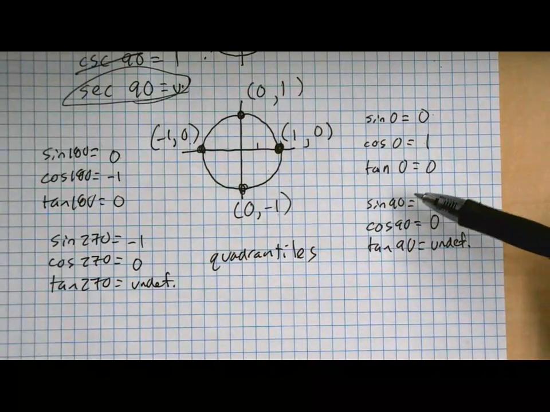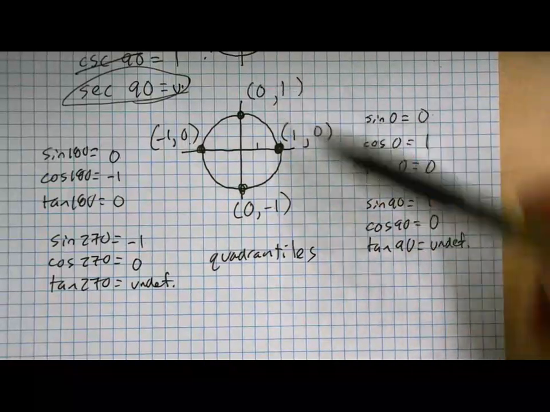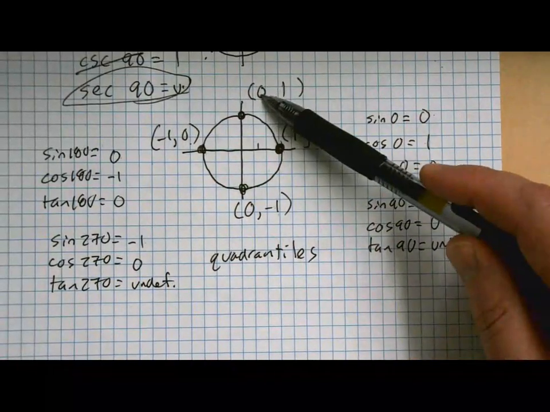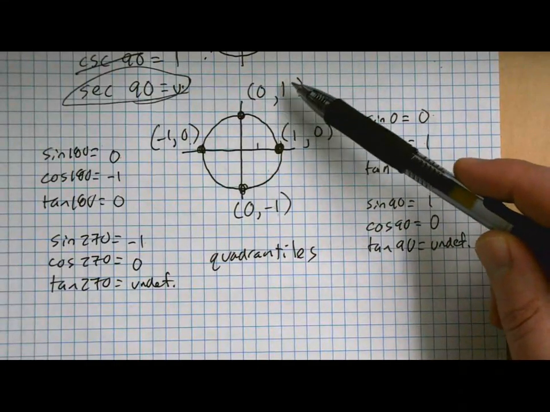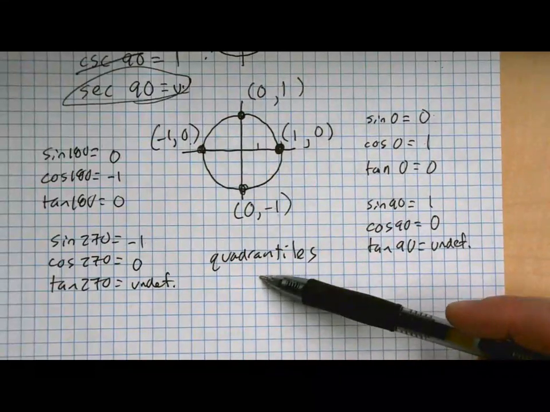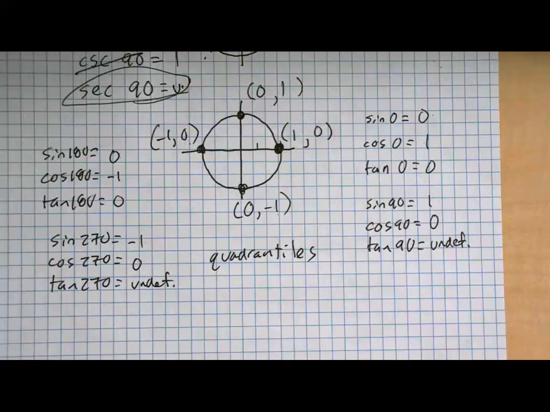We're going to think about the x and the y coordinates of those points and relate the x coordinate to the cosine and the y coordinate to the sine. And we know that tangent is sine over cosine. So this is how we're going to deal with quadrantals, not just today, but for the rest of the year.